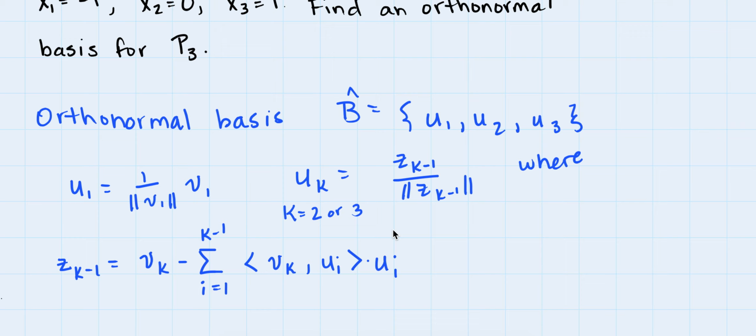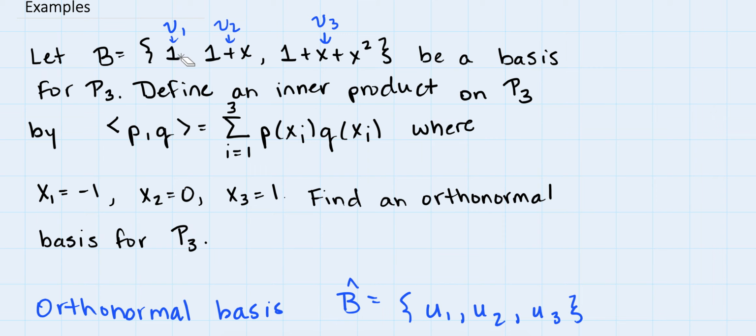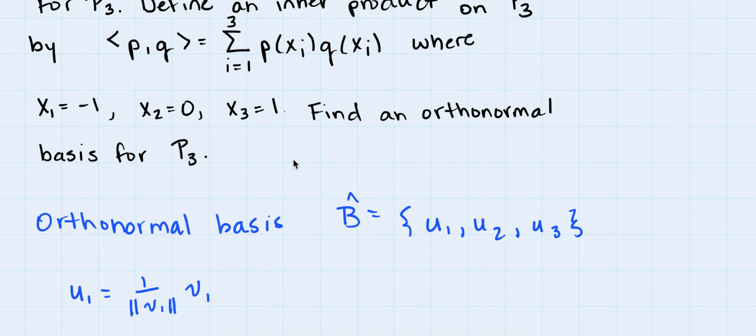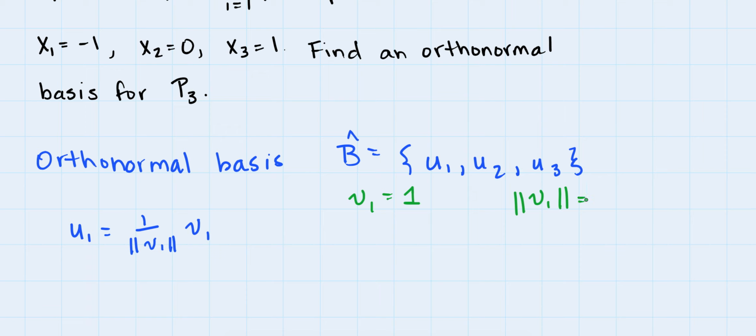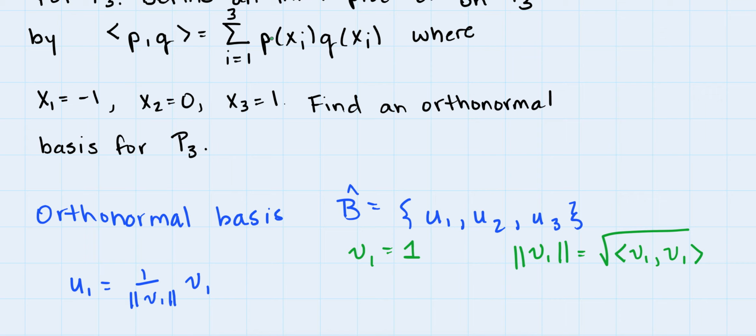So for u1, u2, and u3, we're going to use these formulas. Okay, let's start with the first one. So you might want to copy this down, and I'm going to erase it so we can see the problem. So for the first one, we just take v1 and divide by its length. Okay, so v1 is equal to the vector 1, and the length of v1 is the square root of the inner product of v1 with itself. Well, let's find the inner product of v1 with itself. Now look, here we're going to put v1 and v1, so we need to plug in the values of these xi's into the polynomial 1. And each time when we plug it in, we're going to get the polynomial 1, right?